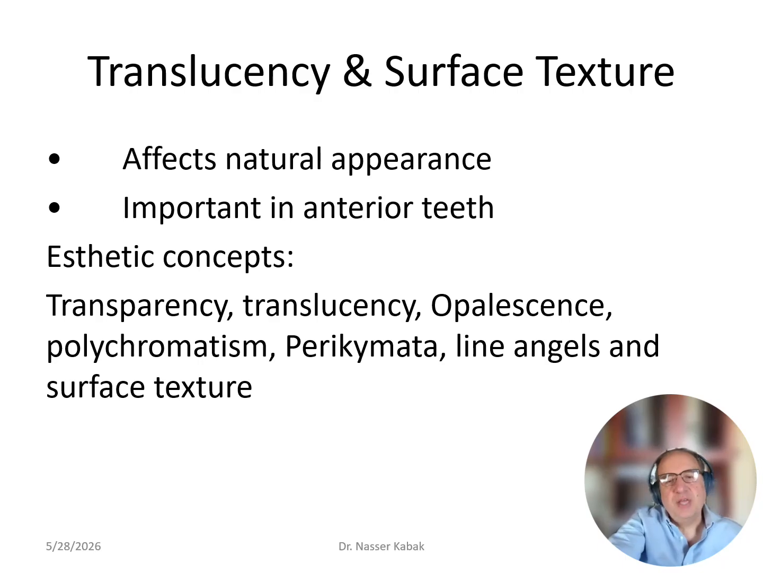Polychromatism means that the tooth has different colors. Perichromata are these shapes inside the tooth, and the line angles also are very important. These line angles will determine the face of the tooth, so sometimes if we bring them together, the tooth might look a little bit narrower, and when we separate the line angles toward the interproximal surfaces, the face of the tooth will look a little bit broader or wider.